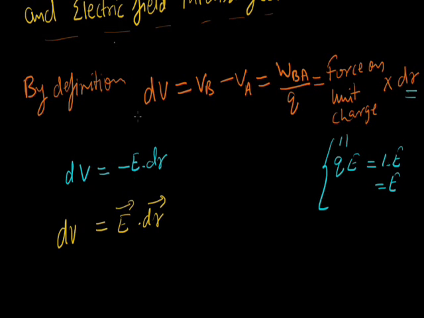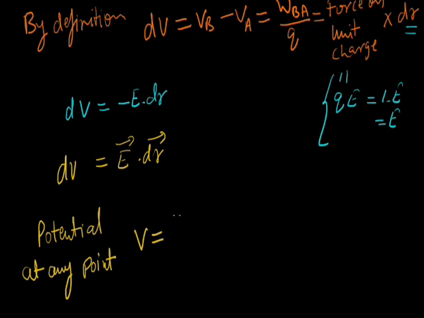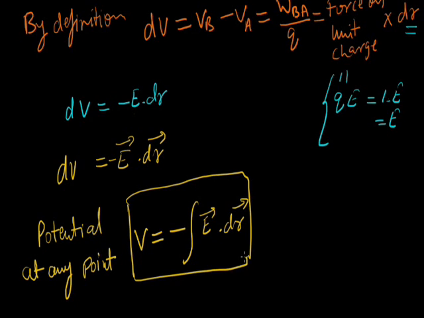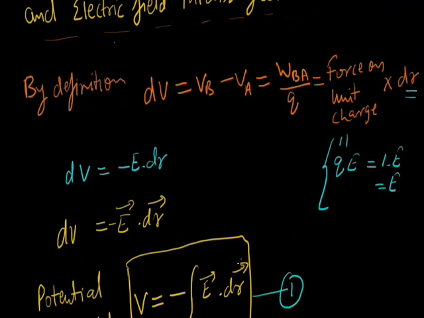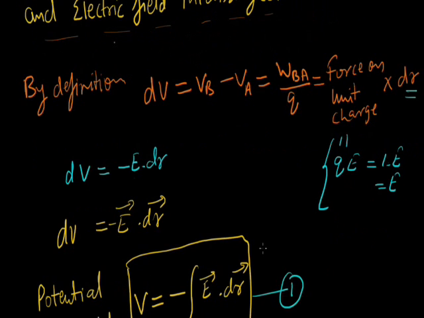So the potential at any point V equals minus integration of E dot dr. So this is equation 1. This is the relationship between electric potential difference V and electric field intensity E at a given point.